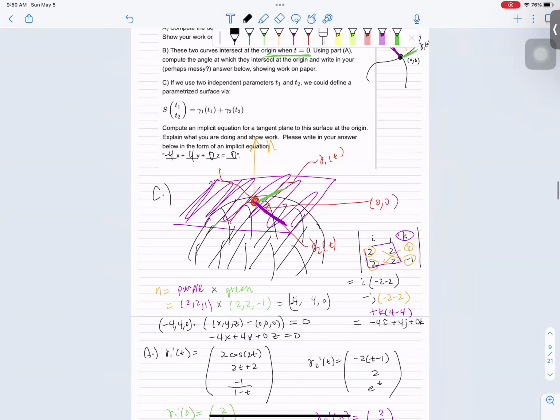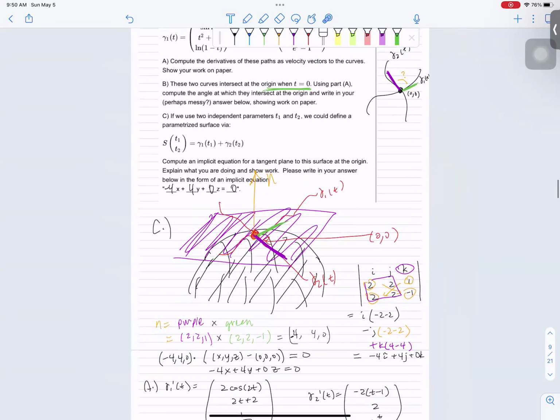Okay. Questions on question 4? Why that specific order for the cross product?